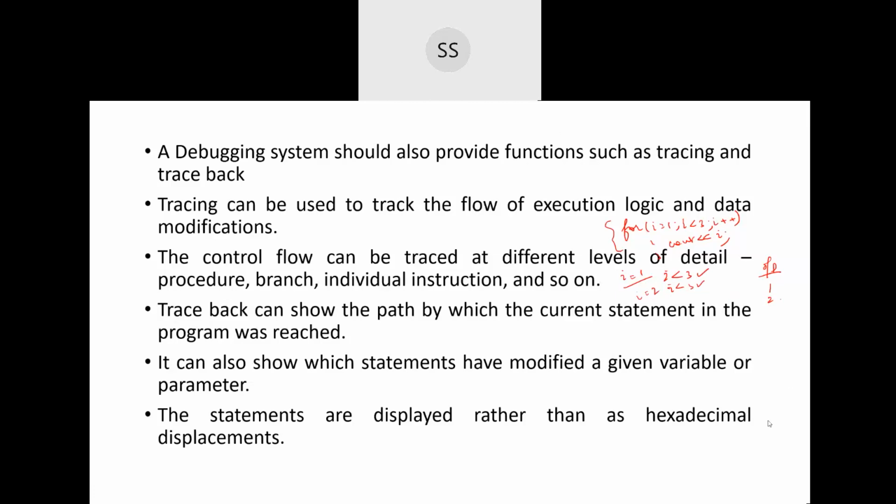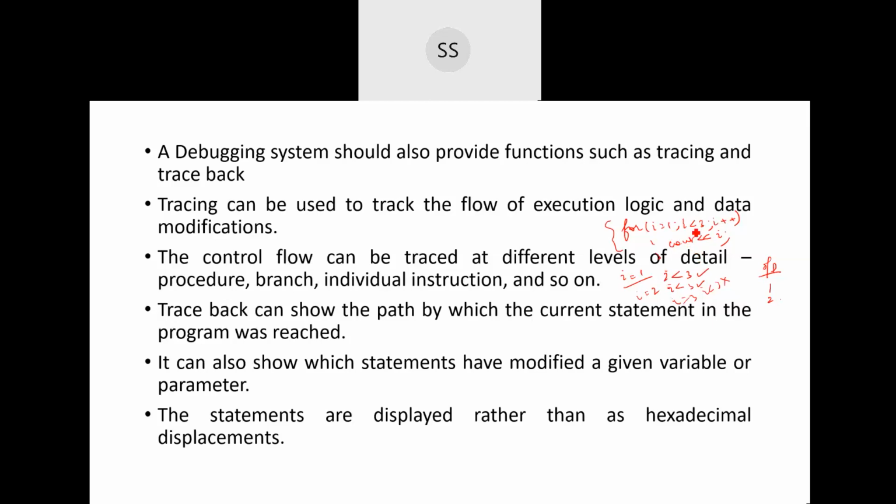Okay, so here what happens? What did we try to do? I is equal to 1, I less than 3, then I is equal to 2, I less than 3. Again, we increment the I value, I becomes equal to 3, and I is less than 3, no. So you are not going to print that. So what have you done? You're actually tracing, isn't it?